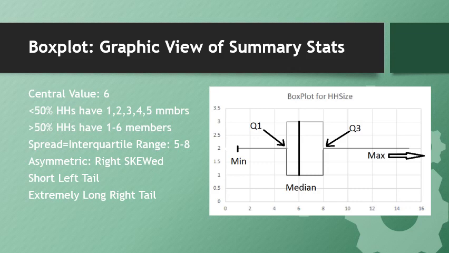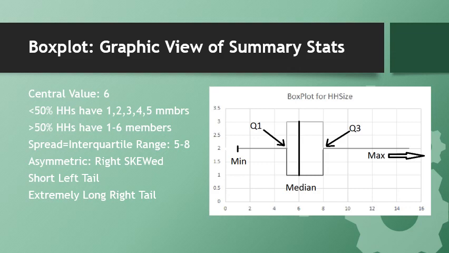The minimum value of household size is 1. The first quartile is 5, and that's where the box starts. So this is also called a box and whiskers plot. The whisker goes from the minimum to Q1, from 1 to 5, and then there's a box which goes from 5 to 8, the Q1 to Q3. So in this box is half of the data.